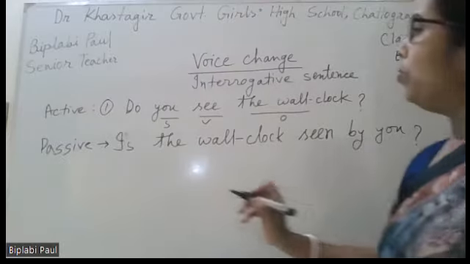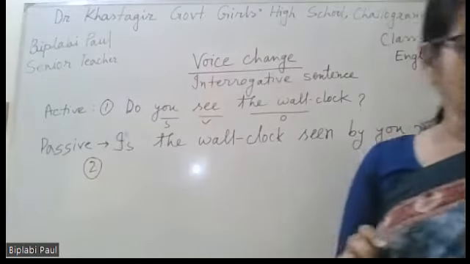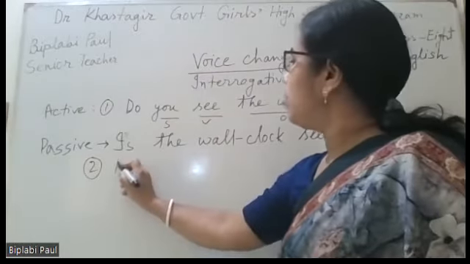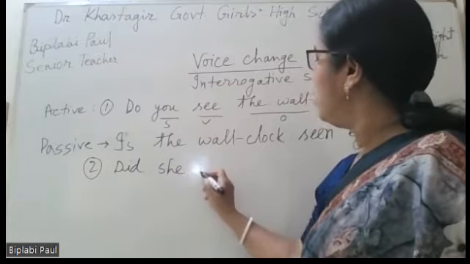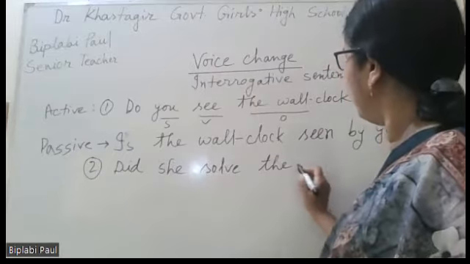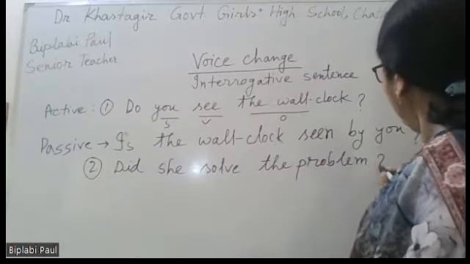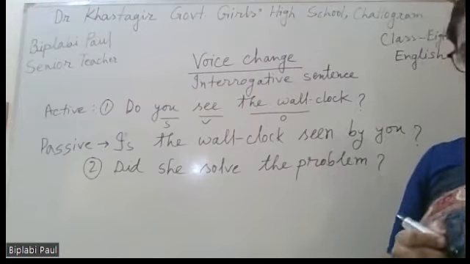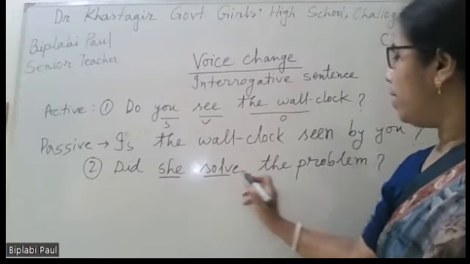Then number two. Did she solve the problem? At first you try to write the passive form. Then I will help you. Here you see, this is subject, this is verb, and this is object.